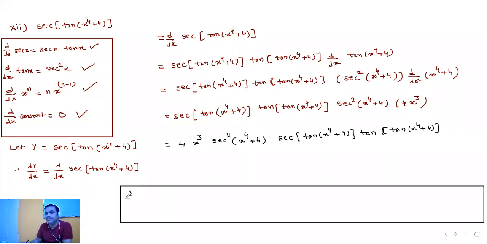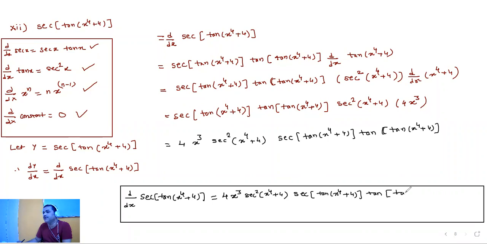So this will become d by dx of sec of tan of x raised to 4 plus 4 is equal to 4x cubed sec square of x raised to 4 plus 4 into sec of tan of x raised to 4 plus 4 and tan of tan of x raised to 4 plus 4. So that is our final answer.